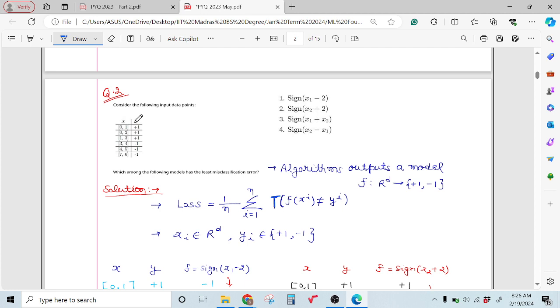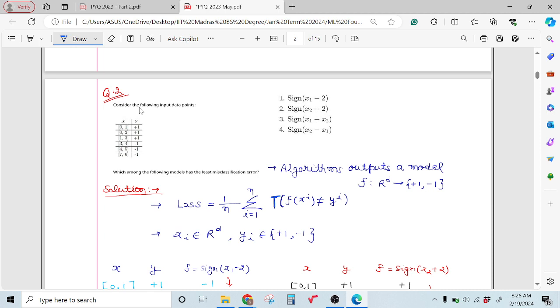In the next problem, one table is given with input output pairs, and we are asked which among the following models has the least misclassification error. There are 4 options given, and in these options we have to select the one with the least misclassification error. So for a classification model, the algorithm outputs a model from d-dimensional space to plus or minus 1. It's binary type. Output would be either plus 1 or minus 1.